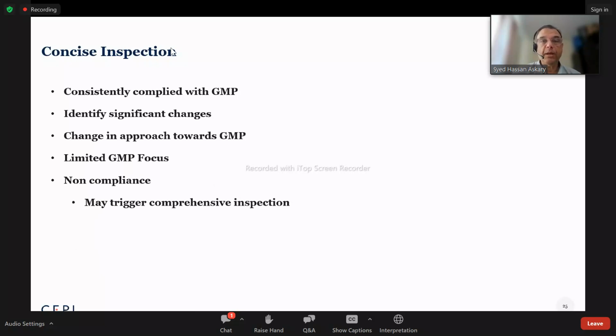Concise inspection is where the regulatory authorities are specifically looking into GMP-specific requirements. They identify if there are significant changes or a change in approach towards GMP, or the manufacturer has very limited GMP focus and agencies are concerned about that, or the manufacturer has been non-compliant several times in the past, which triggers the concise inspection.